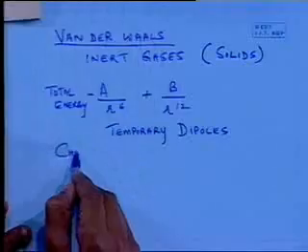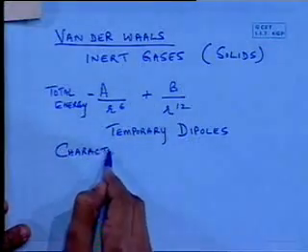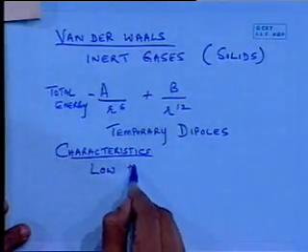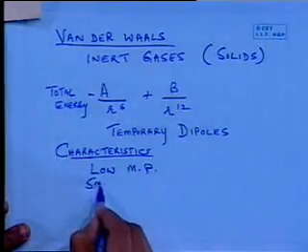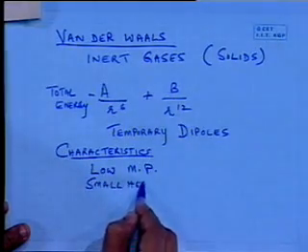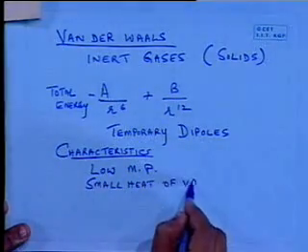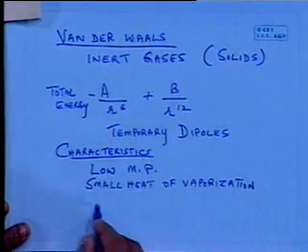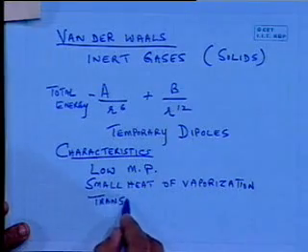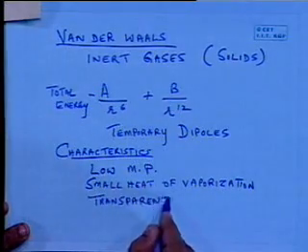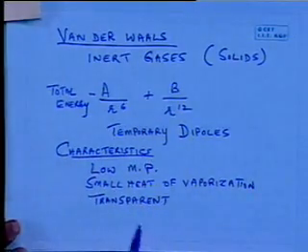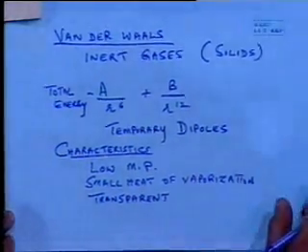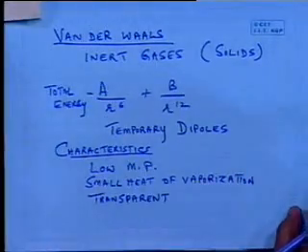So in terms of characteristics, which is where we leave this topic, we can obviously guess they are weak bonds, and so low melting points, small heat of vaporization, they're transparent. Because they're closed shells, it takes a lot of energy to pull an electron out of there, and that is what causes the absorption, and so they are transparent typically.